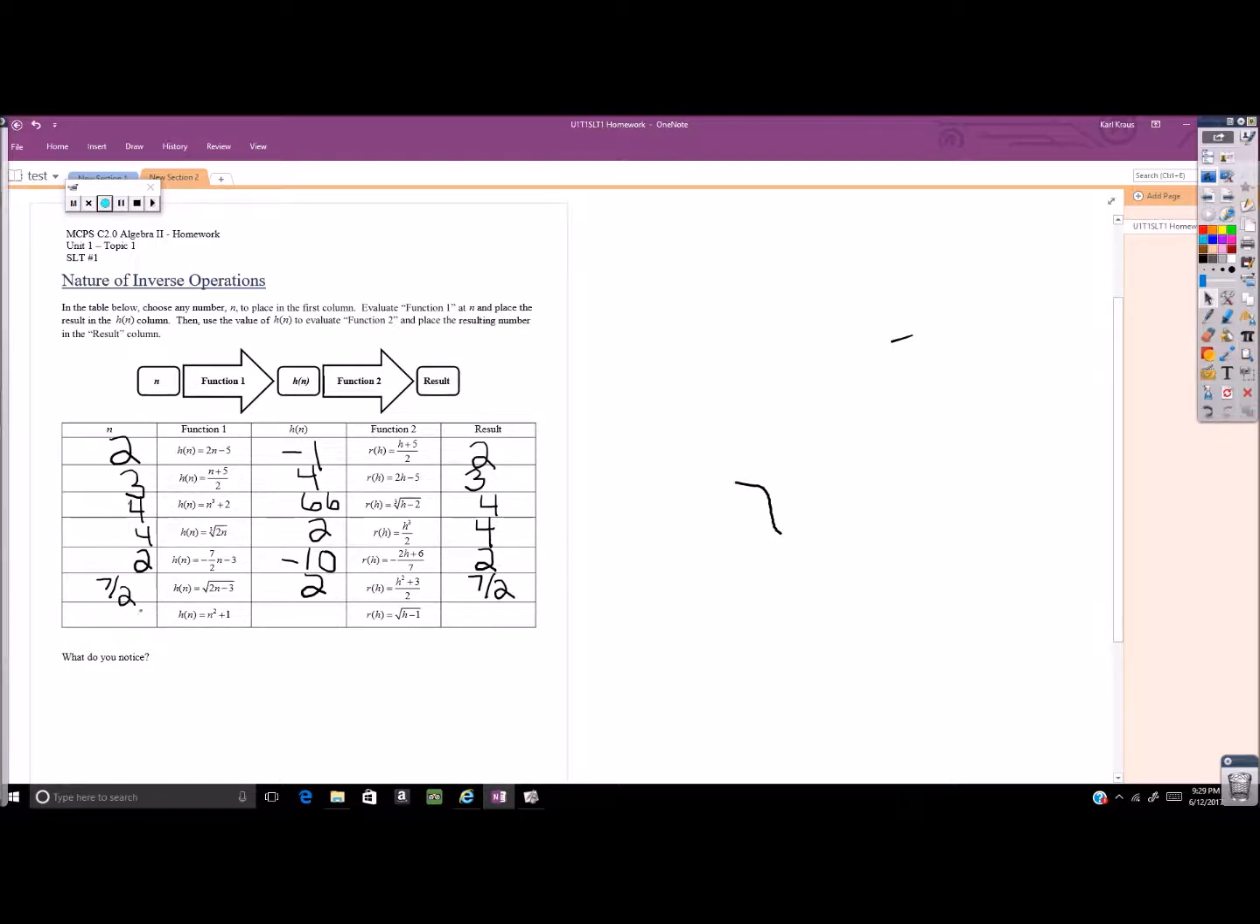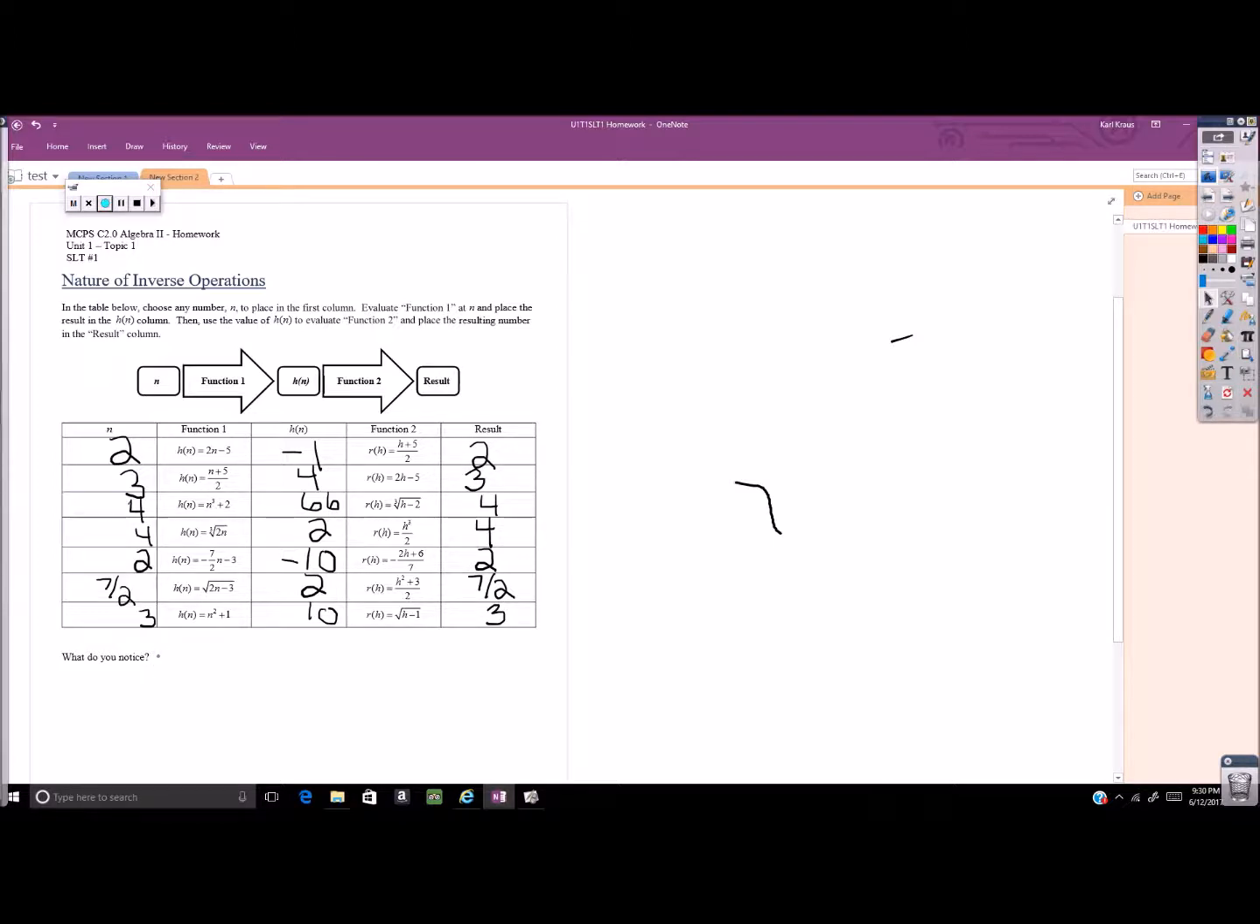And the last one, if I input a 3 here, then 3 squared is 9 plus 1 is 10. And then 10 minus 1 is 9, and the square root of 9 is 3.